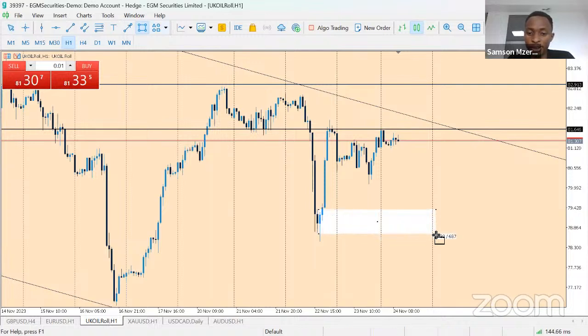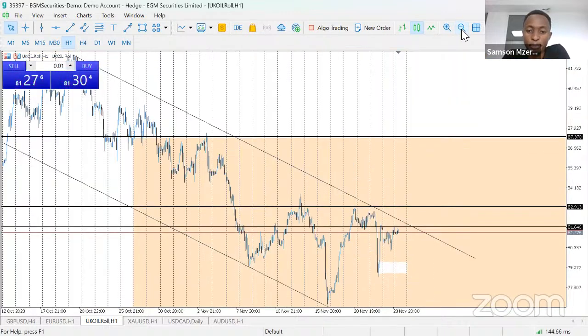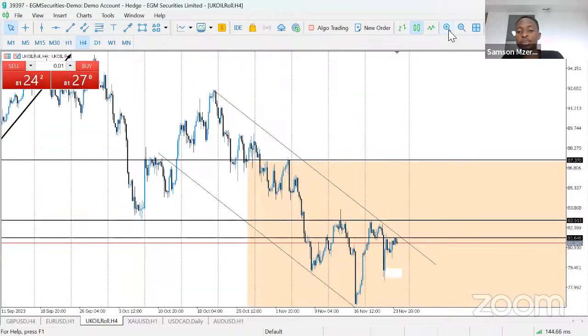If you are interested in trading this, you might want to see if the price is going to make new lows, especially covering this imbalance over here. So this might be an interesting trade going forward. Again, back on the bigger picture, we are in a downwards channel, and that might provide sellers with opportunities going forward.